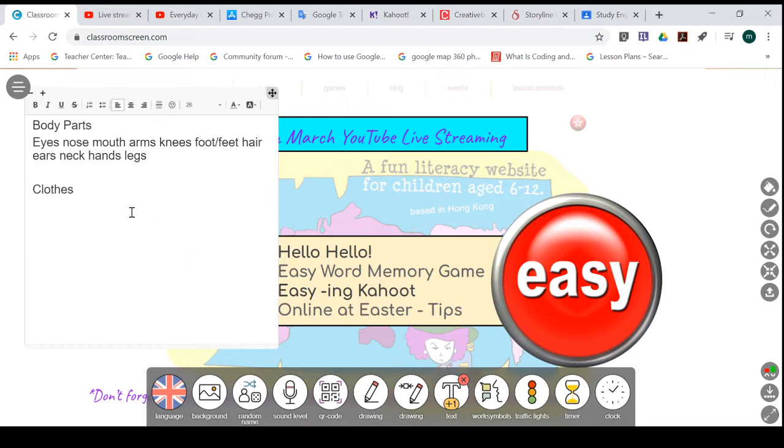Clothes, clothes, clothes. How many did you get? Let's go into the live chat. Okay. Well, Oscar's very fast coming in there with 1, 2, 3, 4, 5, 6, 7, 8, 9 words. We've got cap, sunglasses, t-shirt, shorts, socks, scarf, sweaters, trousers, and shoes.